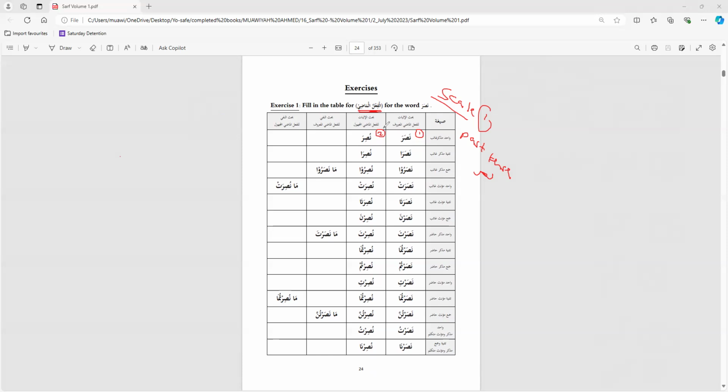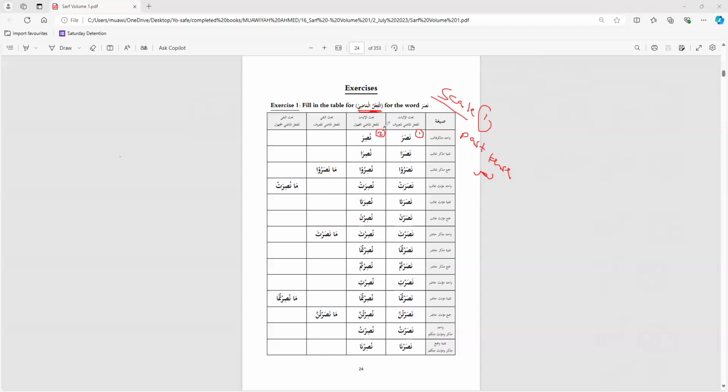So we'll read it once. Nusira, nusira, nusiru. Nusirat, nusirata, nusirna. Nusirta, nusirtuma, nusirtum. Nusirti, nusirtuma, nusirtunna. Nusirtu, nusirna.